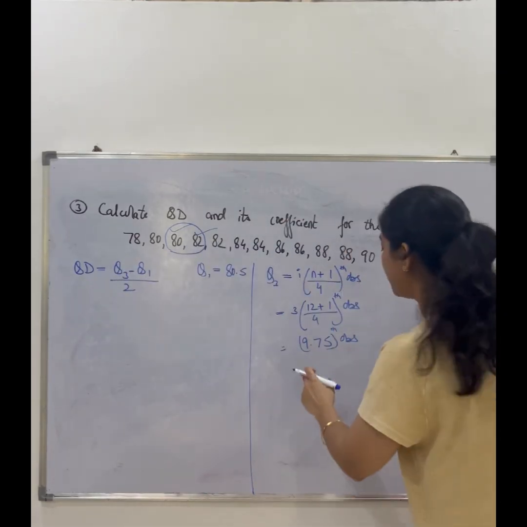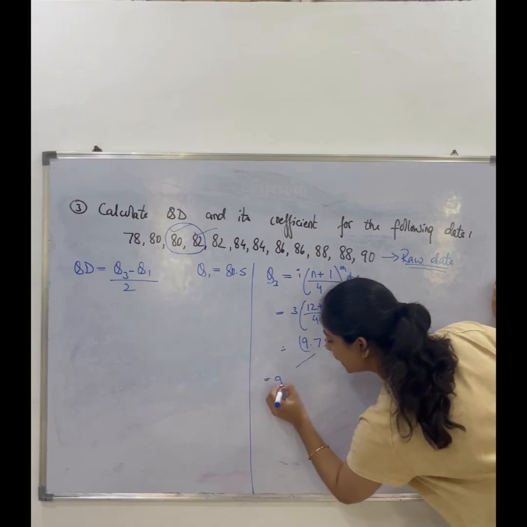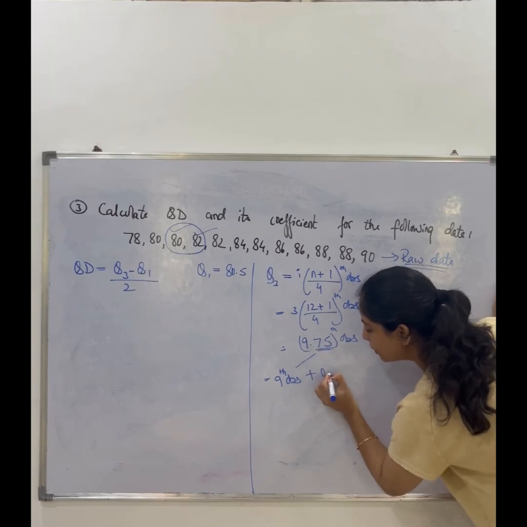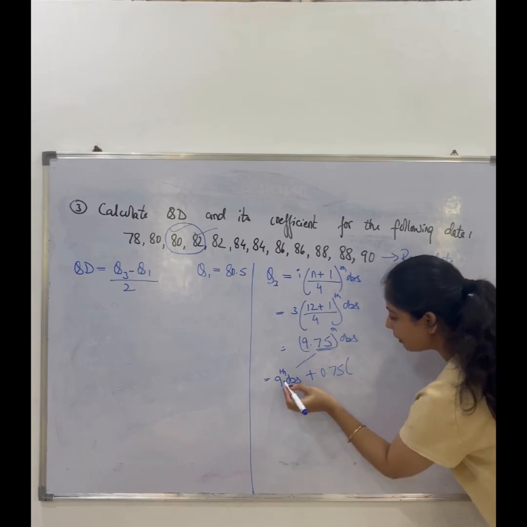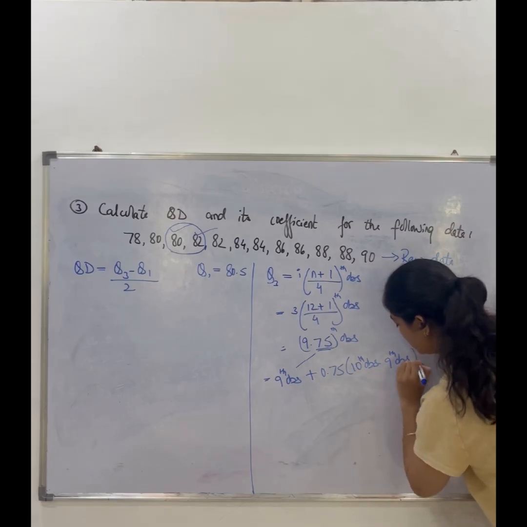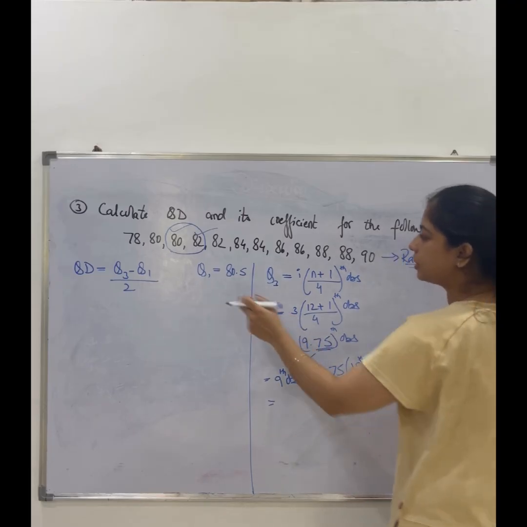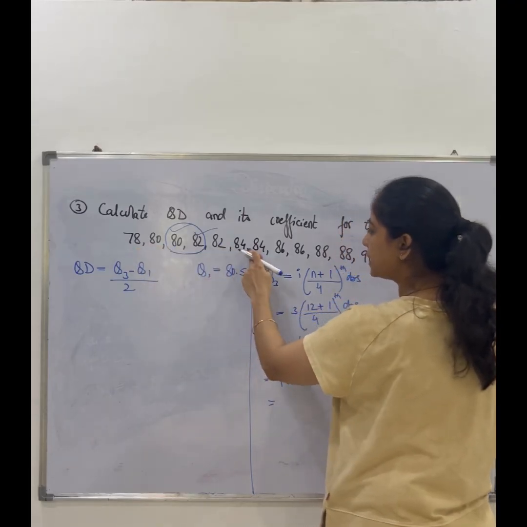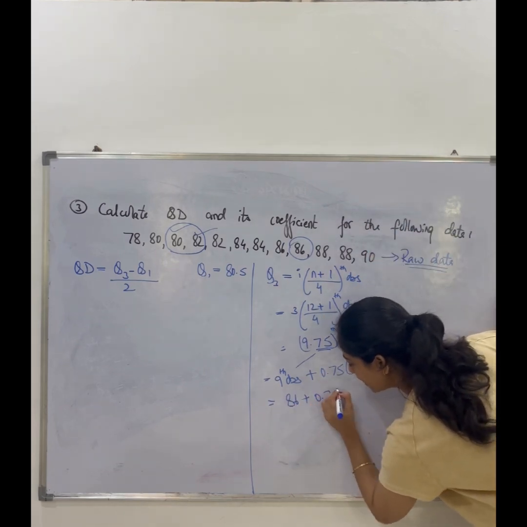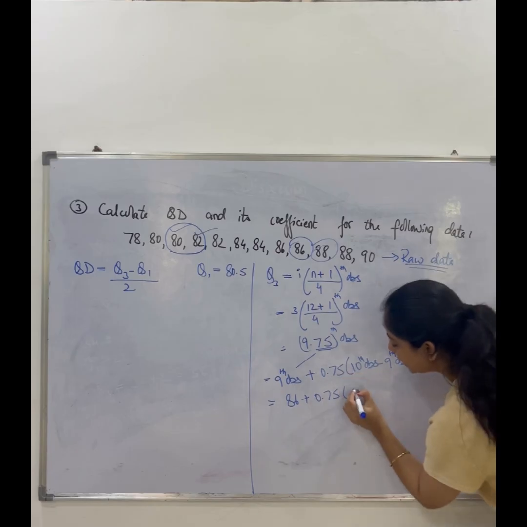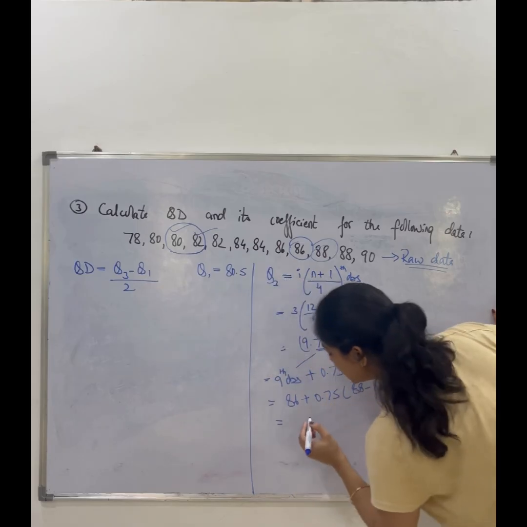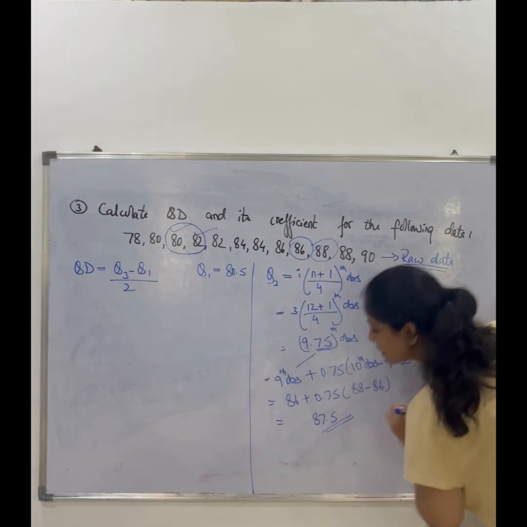Again, what are we going to do? We are going to again open up this particular value, which will be 9th observation. The first value will become your observation plus. After your decimal, you will be writing the same with a plus. Then after 9, you have 10. So 10th observation minus 9th observation. Now, what is the 9th observation? 1, 2, 3, 4, 5, 6, 7, 8, 9, which is 86. So 86 plus 0.75. Your 10th observation is 88. 88 minus 86. And your final answer is 87.5. So this is the value of Q3.